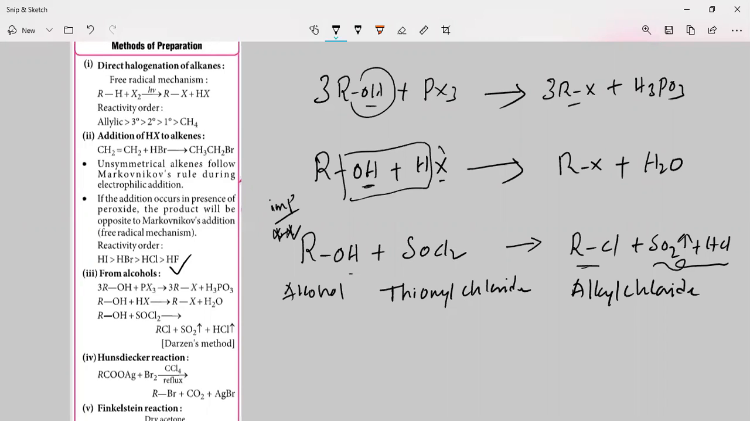So very important. The above methods also can prepare it, but there we have to separate the byproduct from the main product. But in this reaction, there is no need to separate the byproduct from the main product.